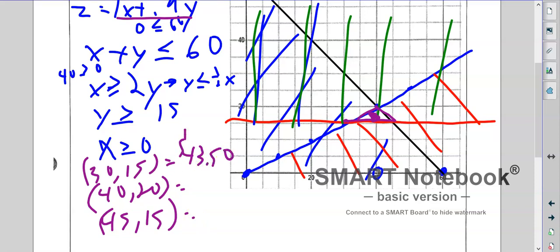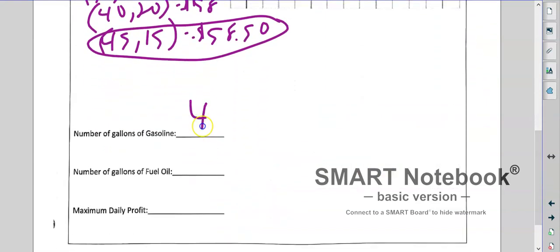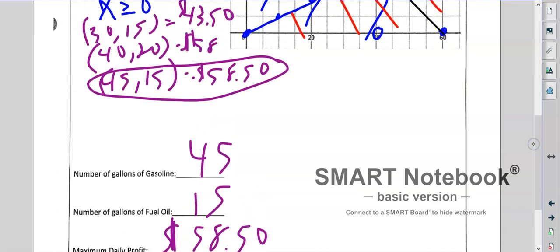$43.50, $58 even, and $58.50. Just edging out the win right here. So that's 45 gallons of gasoline, 15 gallons of fuel oil for the profit of $58.50. So you can see it's really close between 45, 15 and 40, 20. I mean, 50 cents out of 58 bucks is not a huge difference, but it still is profit. And if you do that over time, you just get more profit.